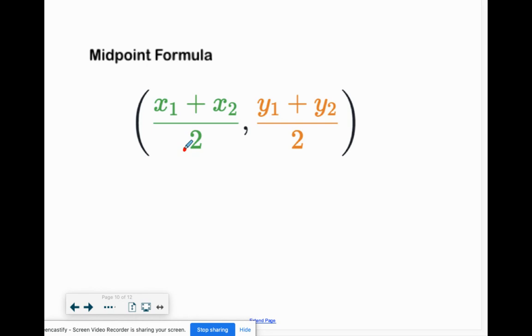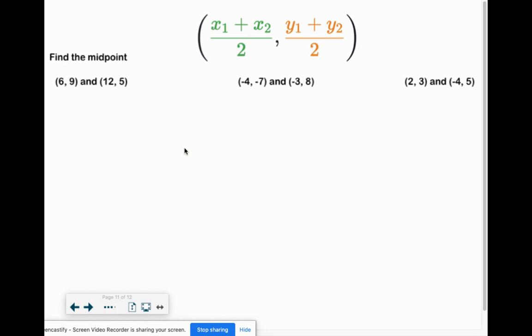And we use this last. I think you guys have seen this at least. So it's not hard. It's a good refresh. So let's try a few of these. So we're going to use the midpoint formula to find the midpoint of our 2 points.